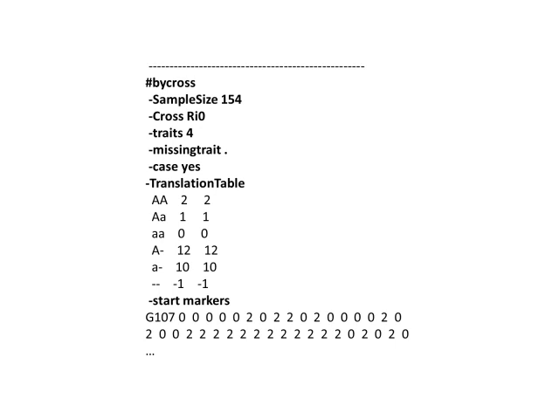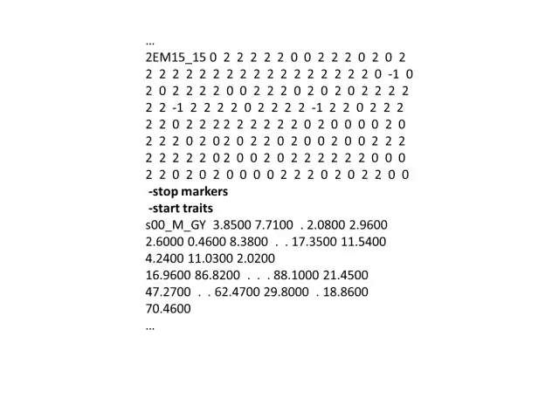And the number 1 indicates it's a heterozygote, and the number 0 indicates it's homozygous for the other parental allele. Below that, we start the markers. This shows the marker scores for a particular locus in the order of the recombinant inbred lines. The order matters here because the phenotype data has to be in the same order. We stop the markers at the end of the map, and then we start the trait information.